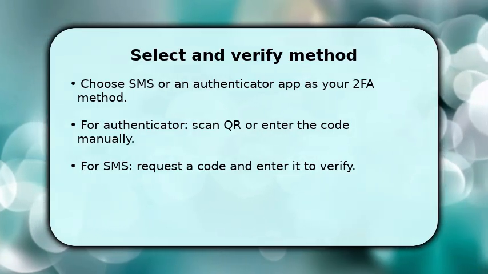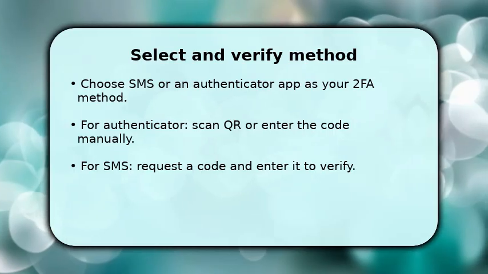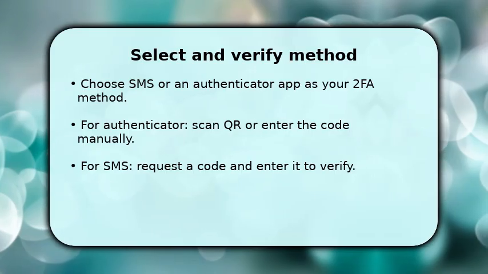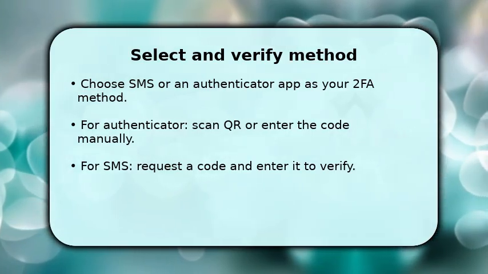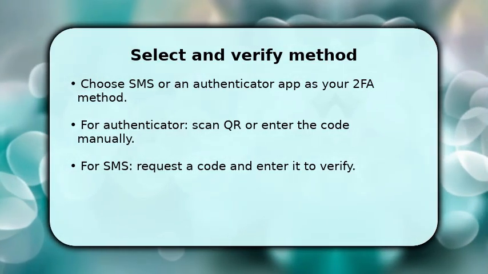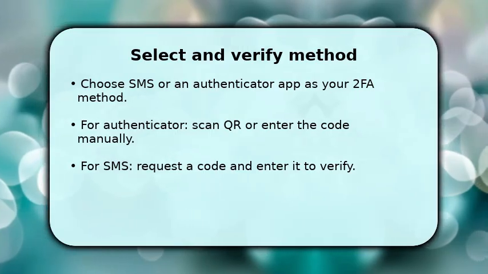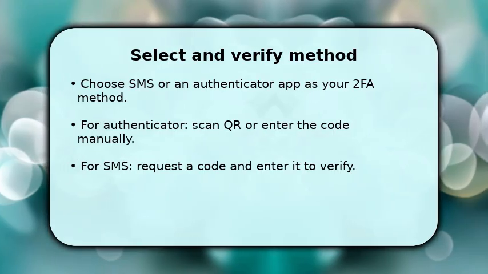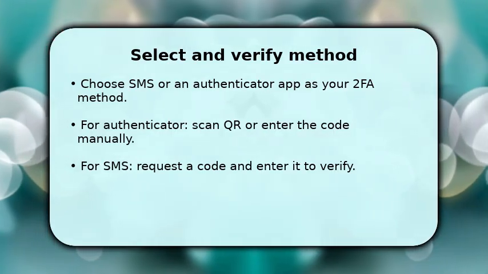If you prefer stronger security, select Authenticator app, then scan the displayed QR code from your authenticator or copy the setup key. Add the account on the Authenticator app and enter the rotating 6-digit code shown. Once you input the correct code, Snapchat confirms 2FA is enabled and shows backup options.